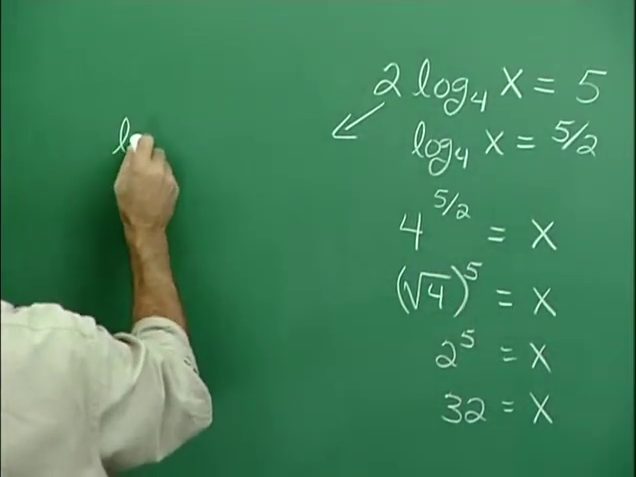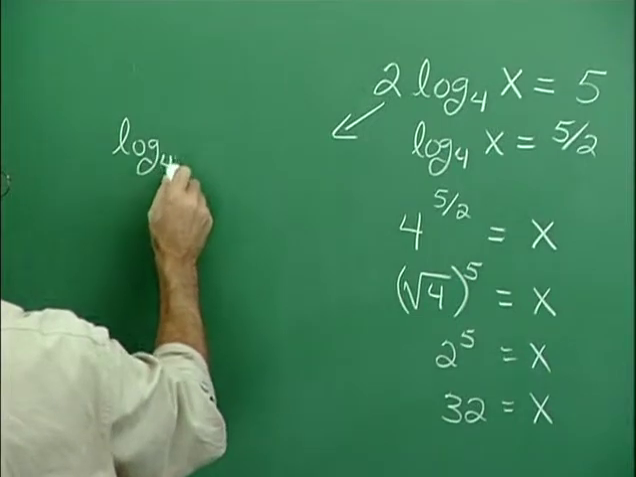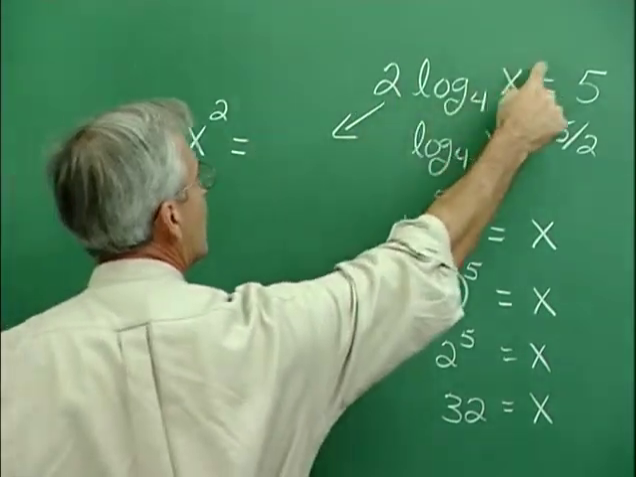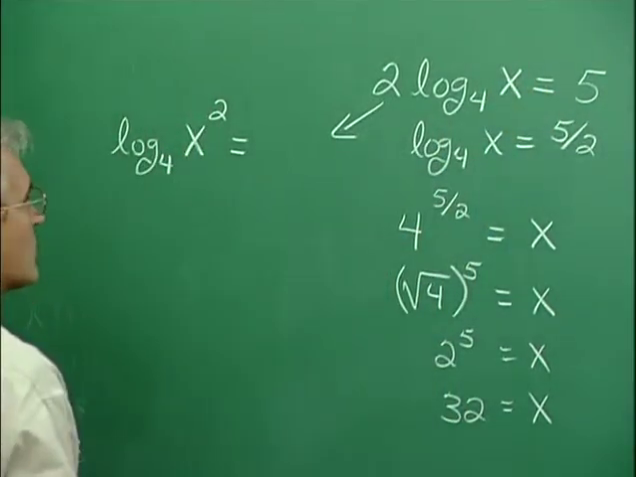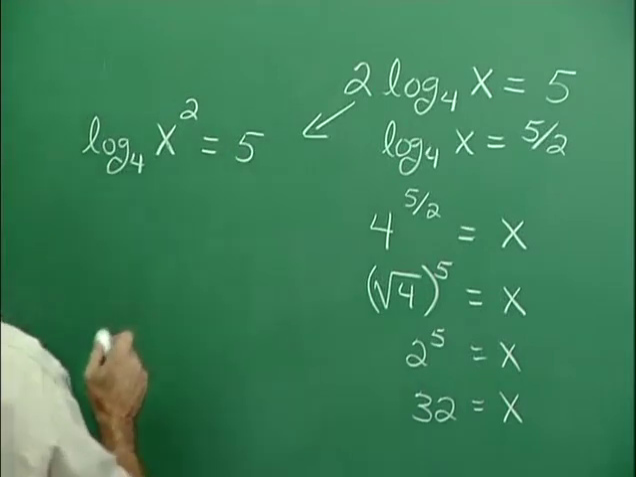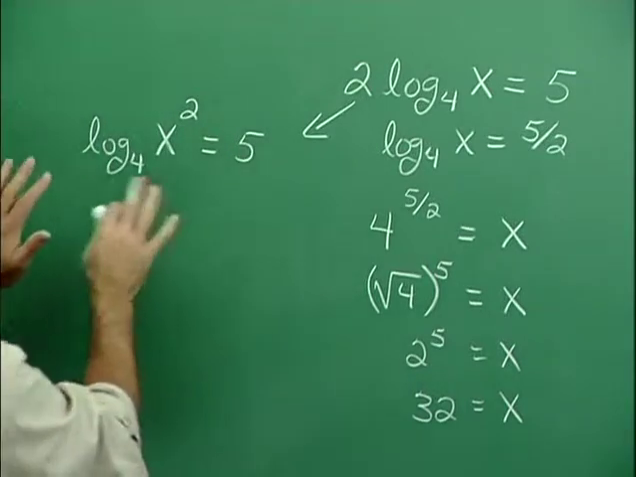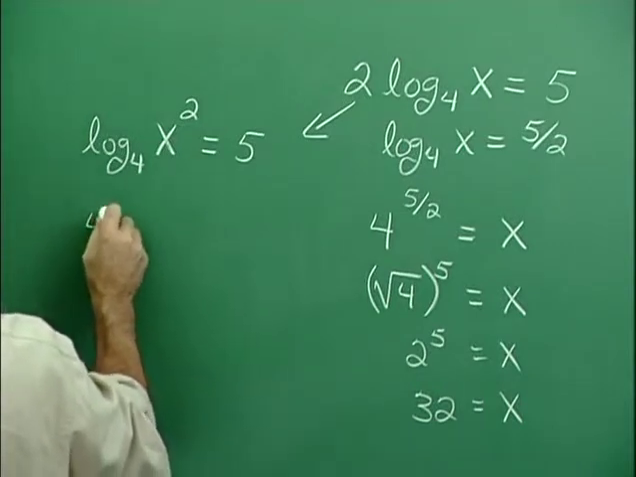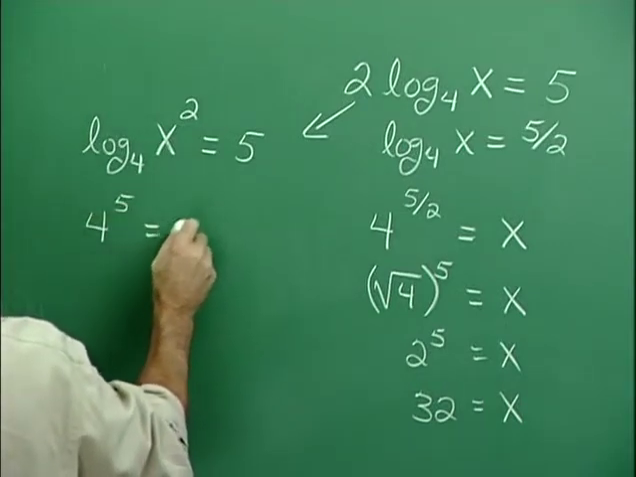as log base 4 of x squared. You see, just taking this 2 and moving it to the position of the exponent on x. Now, would that work? Well, let's see if it'll work. Now, we're going into the exponential form, so we have 4 to the 5th power equals x squared.